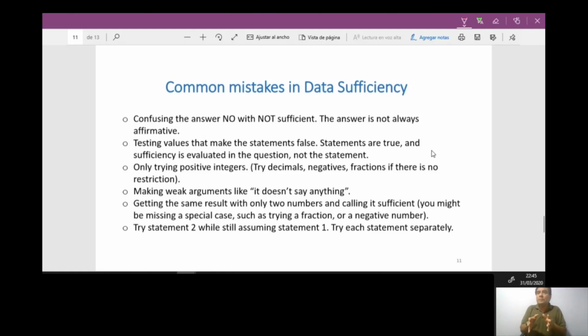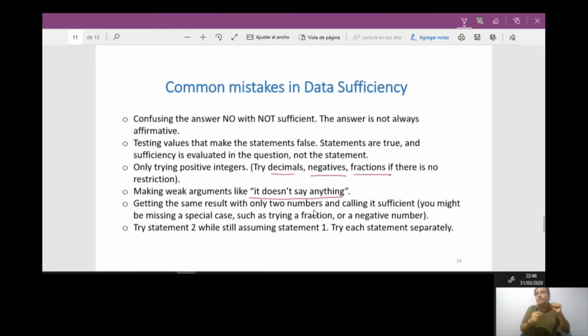Don't forget that when you take the statements, these are true affirmations. You cannot try values that make the statements false. And you cannot also try values that are just positive integers, for example. If there is no mention of the type of number you are dealing with, then you have to consider real numbers, such as decimals, negatives, fractions, etc. Be careful with those statements that look like they don't say anything. Like the example we just saw.